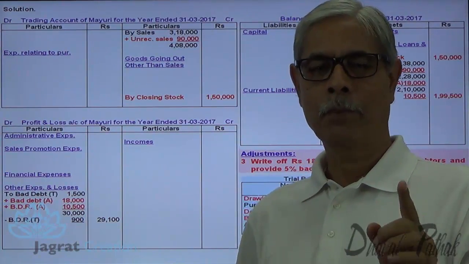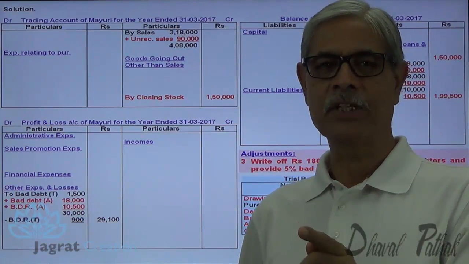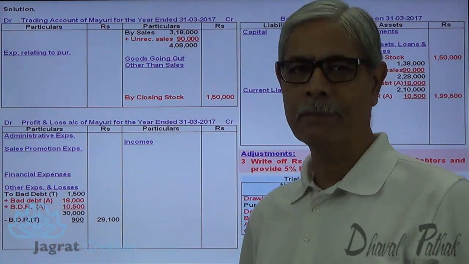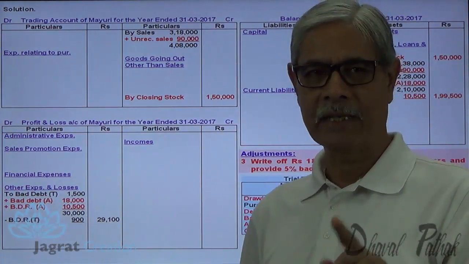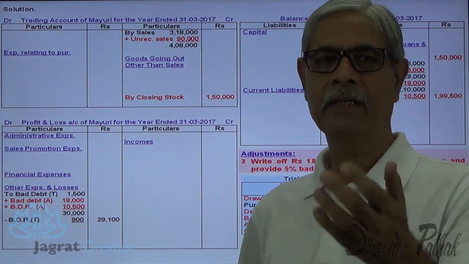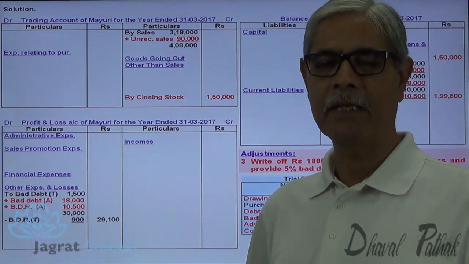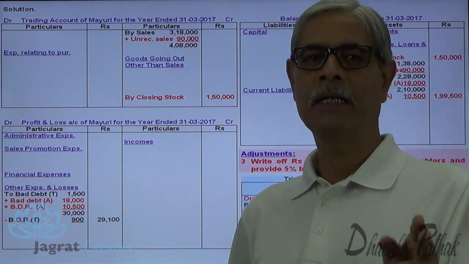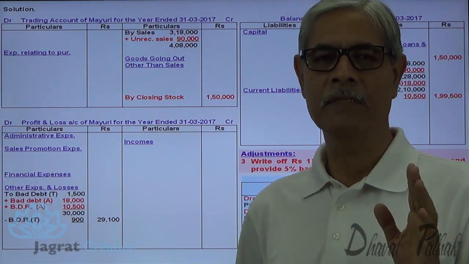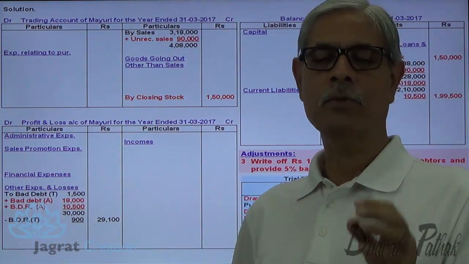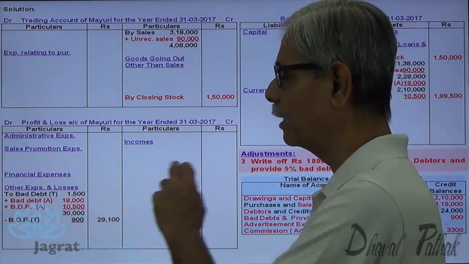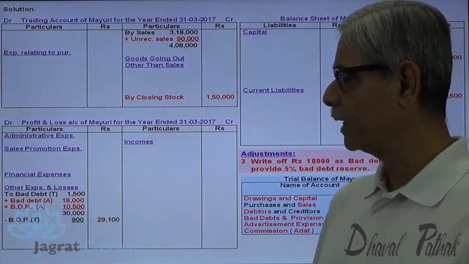This 10,500 is a provision required. Against that, the provision that actually existed in the books of accounts as per trial balance is 900. So 10,500 is the provision required and 900 is the provision existed. So 10,500 minus 900 is the provision that has increased. So the total amount to be debited is bad debts during the year, bad debts found at the end of the year, plus increase in provision or decrease in provision that needs to be considered.